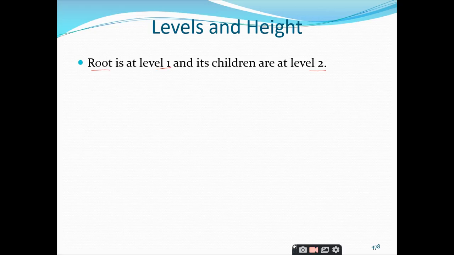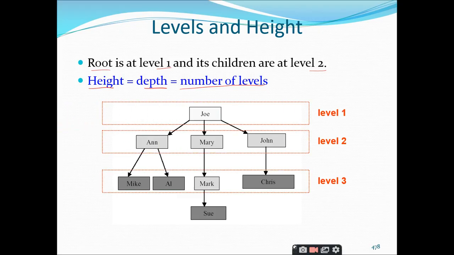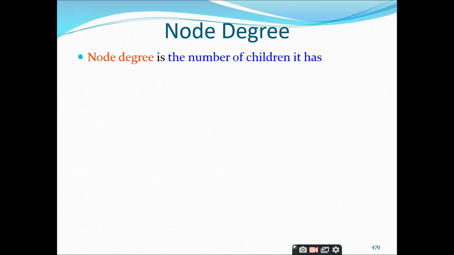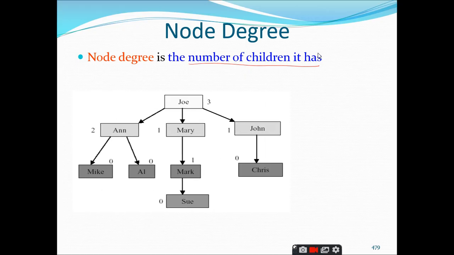And that is not wrong if somebody says that the root is at level 1. Right. But as I told you, you should make necessary modifications in the properties. That's it. And this also we have discussed: the height of a tree is equal to the depth of a tree and it is equal to the number of levels. And node degree is the number of children it has.